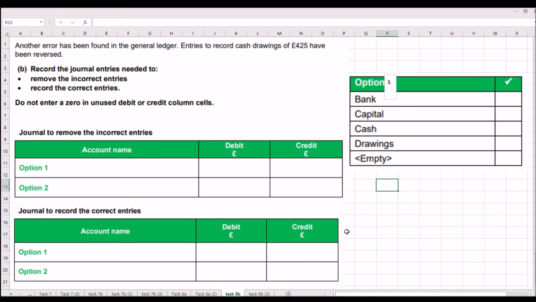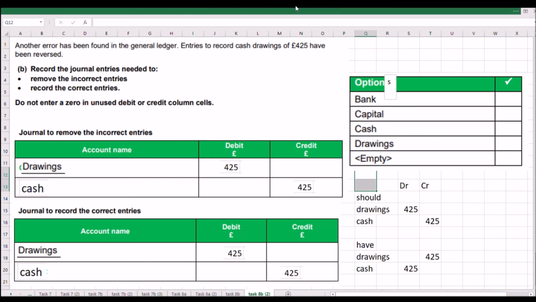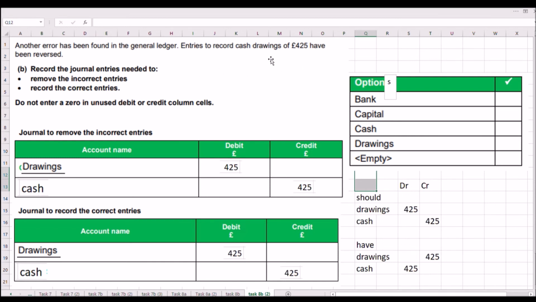Okay, let's go through this one now. Before we do any kind of error question, all you have to do is write out what you should have done, what you should have posted, and what you have posted. All this question was really was recognizing a reversal of entries error. This is what we should have done, and we've done the opposite way around. Instead of debit drawings 45, we've done credit drawings 45. Instead of credit cash 45, we've done debit cash 45. That's what you do first of all: put down what you should have done, then put down what you have done. It's the opposite way around, and that's our solid base before we start our questions.